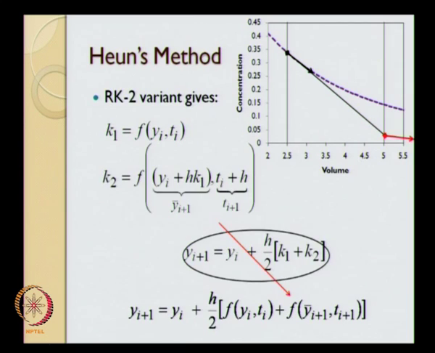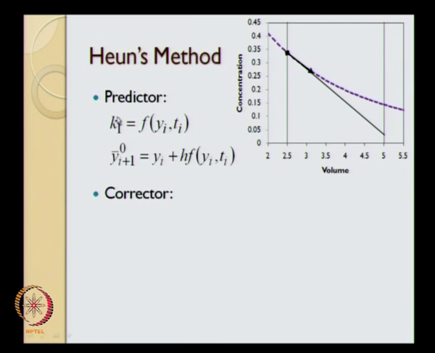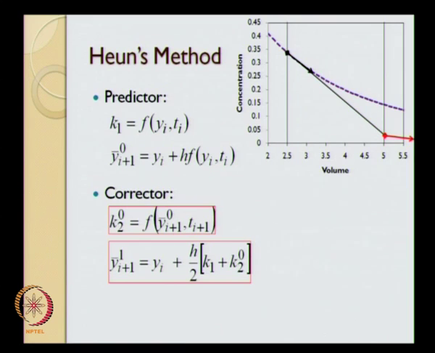Now let us put the Heun's method in the predictor-corrector form. Okay, so k1 is the slope computed over here, and yi plus 1 bar 0 is the predicted point at this particular location. Now we write the corrector equations. The corrector equation is k2 0, which is nothing but f at yi plus 1 bar 0 comma ti plus 1. And the new value y bar i plus 1 computed using the first iteration is going to be yi plus h by 2 multiplied by k1 plus k2.